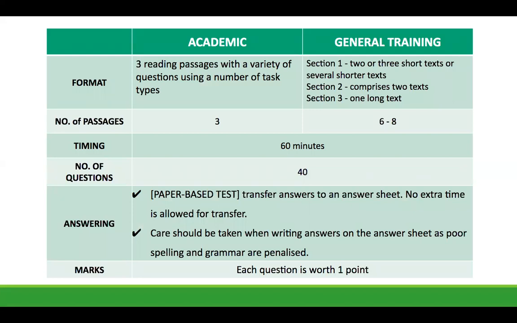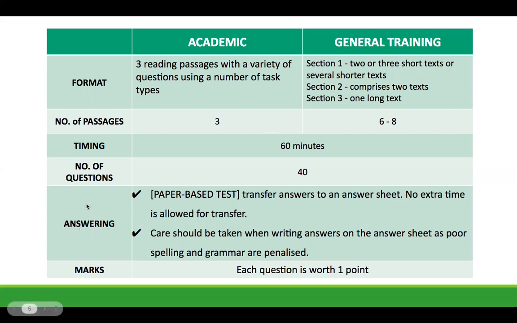For the academic, there will be 3 long passages with a variety of questions using a number of task types. The length is around 800 to 1,000 words. On the other hand, for the general training, there are 6 to 8 passages. For the first section, there will be 2 or 3 short texts or several shorter texts. For section 2, there are 2 texts. And for section 3, there is only 1 long text. Both last for 60 minutes, and the number of questions is 40 for both.